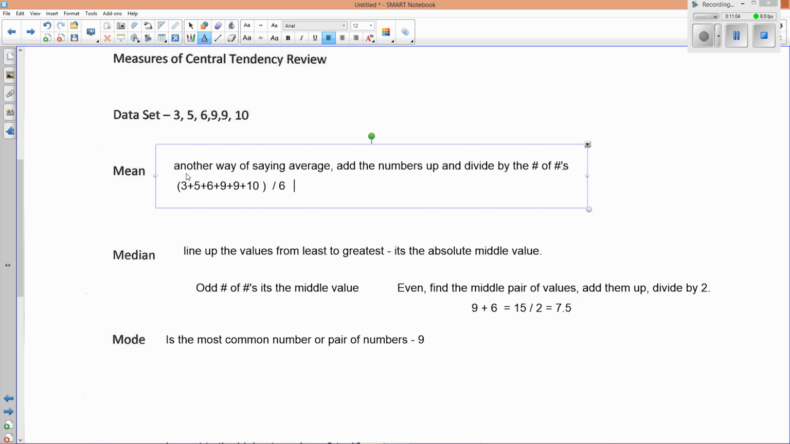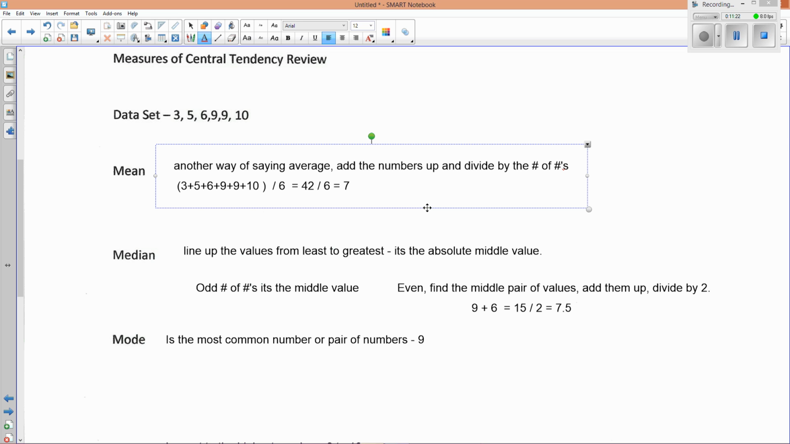In this case, 3 plus 5 is 8, 8 plus 6 is 14, 14 plus 9 is 23, plus 9 is 32, plus 10 is equal to 42, and then 42 divided by 6 equals 7. 7 would be the mean or the average in this case.